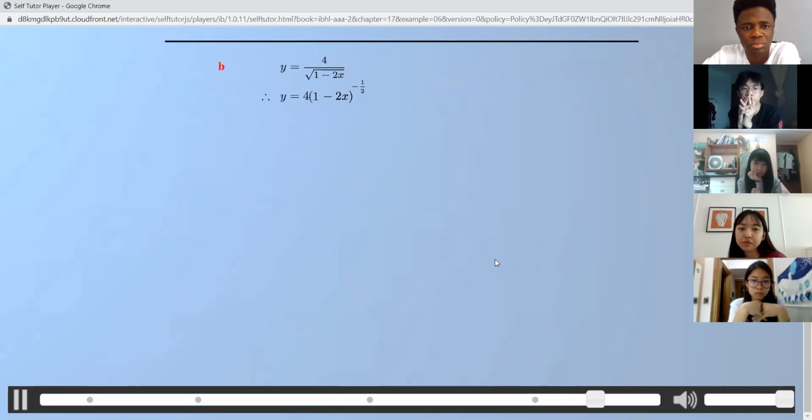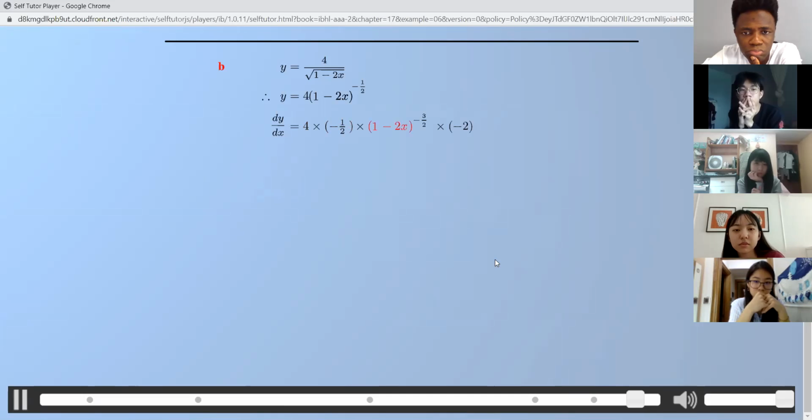Now look at part B. Can you apply the same thinking? It is 4 times an expression in brackets to the power minus 1/2. The derivative dy by dx is the coefficient 4 times the power, times the expression in brackets. We subtract 1 from the power, then multiply by the derivative of the expression in brackets. This simplifies to our answer.